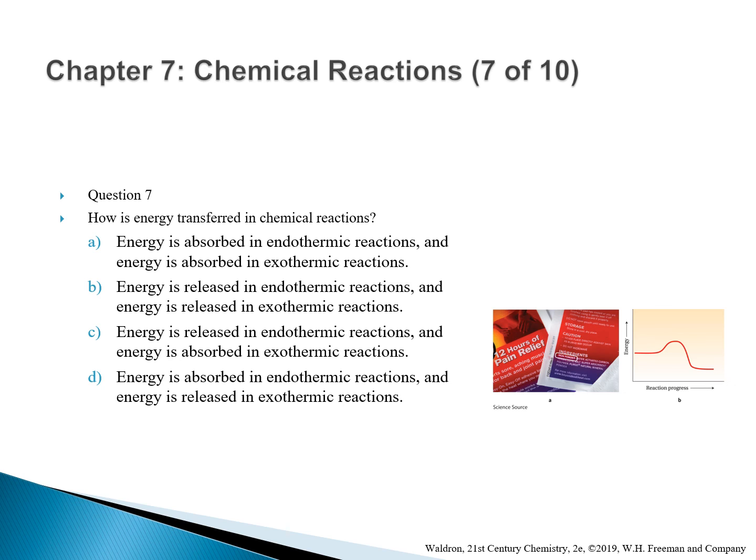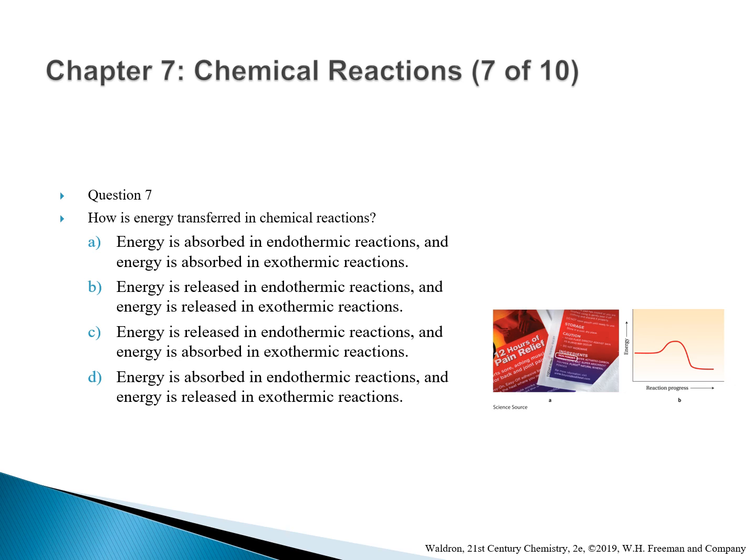Question 7. How is energy transferred in chemical reactions? A. Energy is absorbed in endothermic reactions, and energy is absorbed in exothermic reactions. B. Energy is released in endothermic reactions, and energy is released in exothermic reactions. C. Energy is released in endothermic reactions, and energy is absorbed in exothermic reactions. D. Energy is absorbed in endothermic reactions, and energy is released in exothermic reactions.